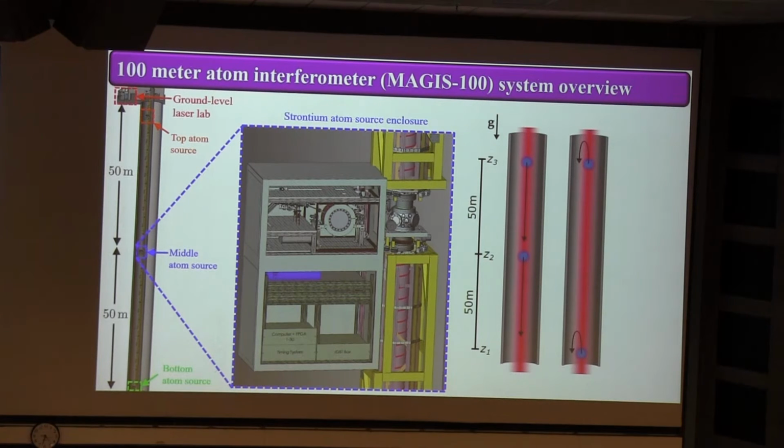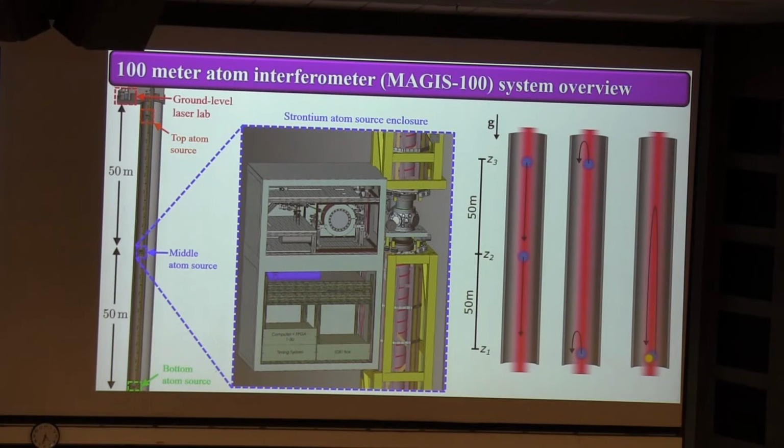And in this configuration, if we launch the atoms from the top of the bottom source, then we get the maximum baseline. So these two modes are used for gravitational wave and dark matter detection. And the third one, as I already said, is for dark matter only, where we launch two co-located isotopes.